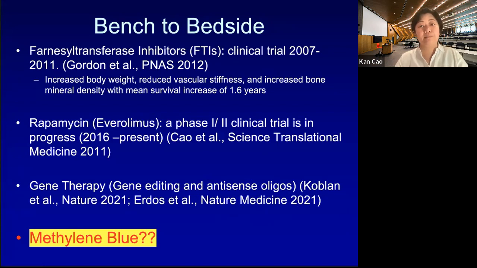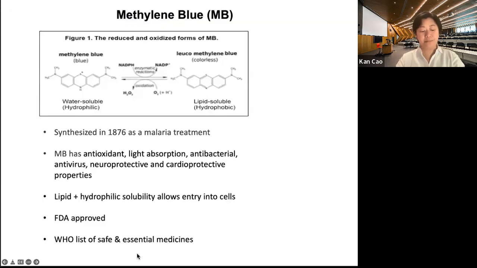But today, what I am here to tell you is there is another interesting treatment for maybe not only progeria patients, but also for everyone, including you and I, which we call methylene blue. So what is methylene blue? Methylene blue is considered the first fully synthetic drug used in medicine. It was first synthesized in 1876 as a laboratory dye, then was used as a treatment for malaria.